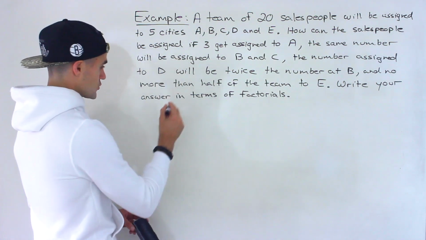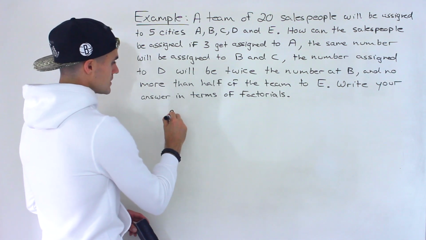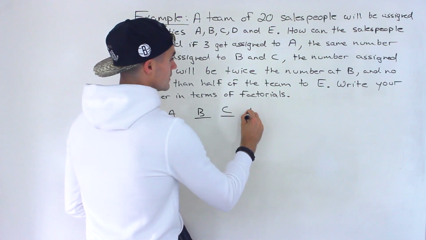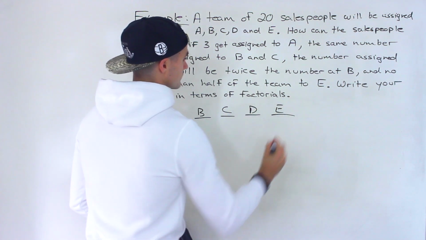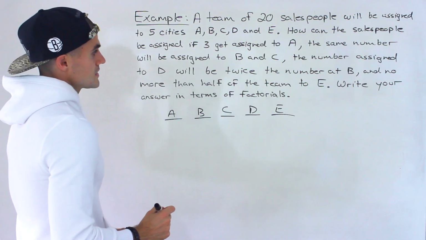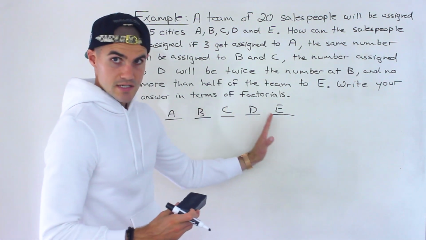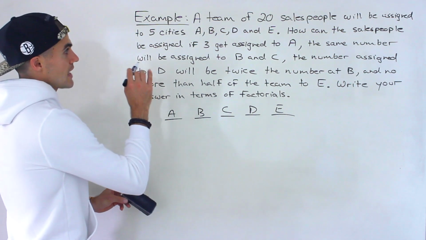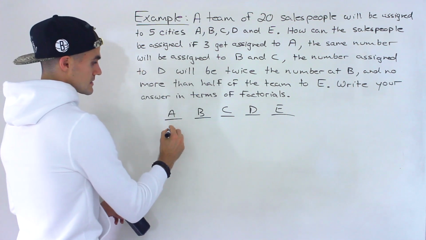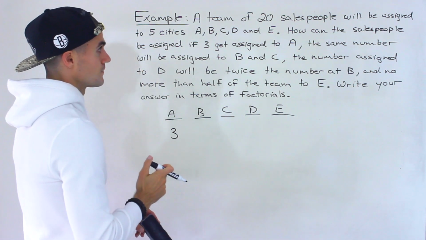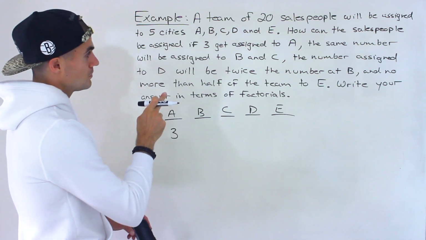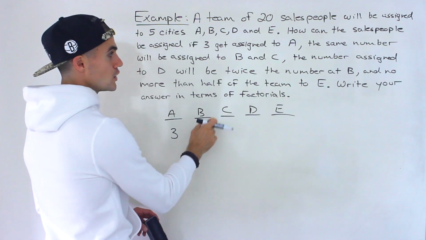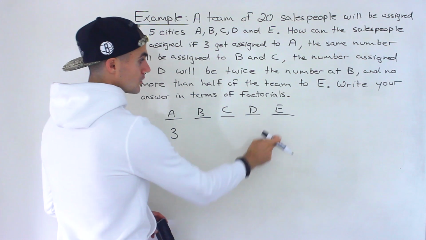So what's happening, there's 20 salespeople, and they got to be assigned to 5 cities, A, B, C, D, and E. These are going to be the labels, the cities, and there's going to be multiple cases because we're told that 3 are getting assigned to A for sure. And then the same number will be assigned to B and C. The number assigned to D will be twice the number of B, and then no more than half of the team can go to E.